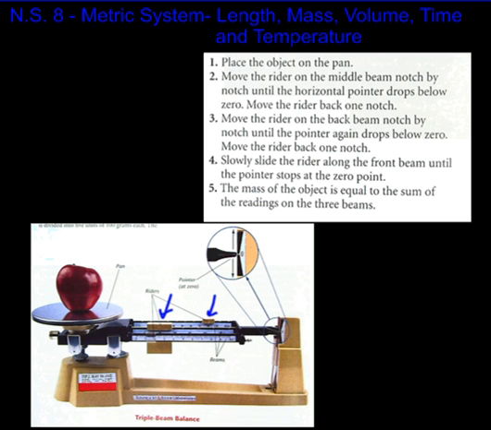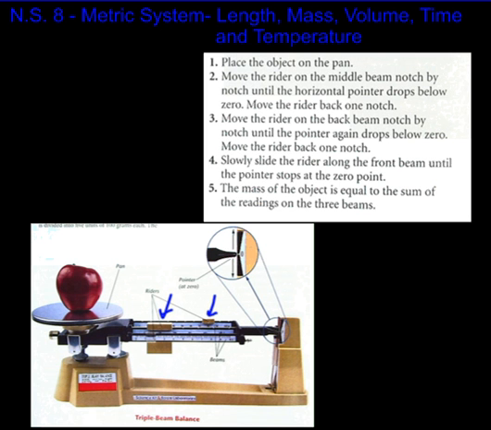Move the rider now on the one that goes by tens, 10, 20, 30, until it drops below 0. Move the rider back 1 notch because you've gone too far once it clunks down. Now you're going to slowly slide the little rider in front until the pointer stops at 0. The mass of the object is equal to the sum of all 3 beams. You have to add them all up.